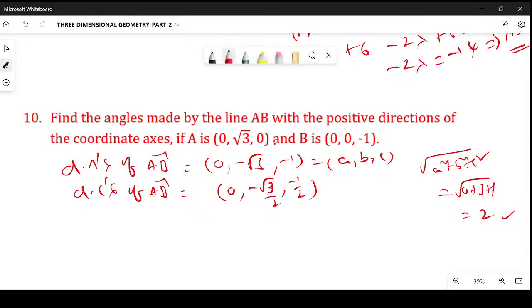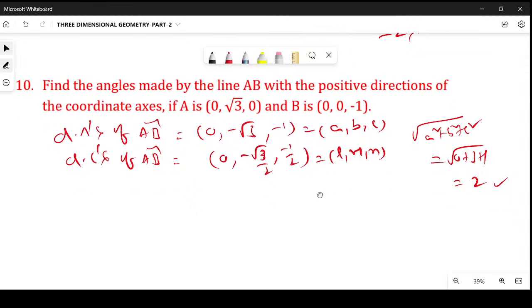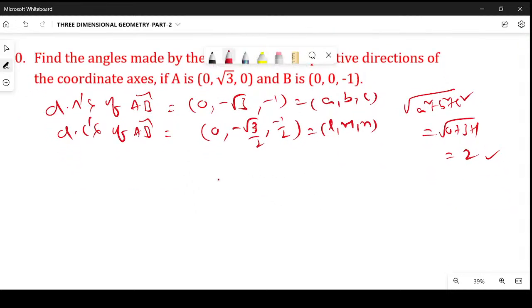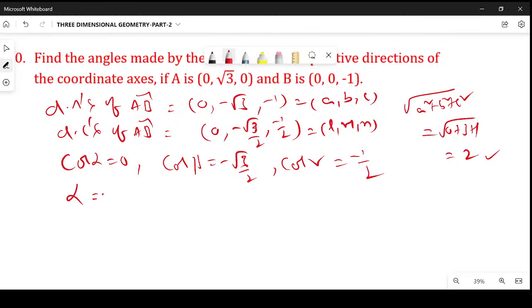They are asking for the angle made with the positive direction of the coordinate axes. Here cos alpha equals 0. These are the direction cosines l, m, n. They are asking about the angle made by this AB bar with the coordinate axes. We got l, m, n, but we know that l is equal to cos alpha, so cos alpha equals 0. Then cos beta is equal to minus root 3 by 2, and cos gamma is equal to minus 1 by 2. Since cos alpha is 0, alpha equals pi by 2.